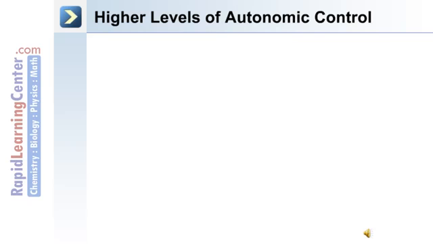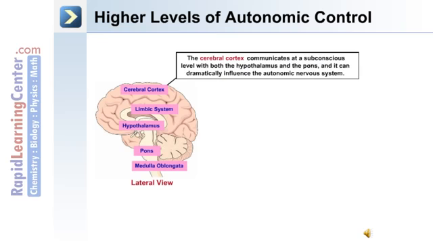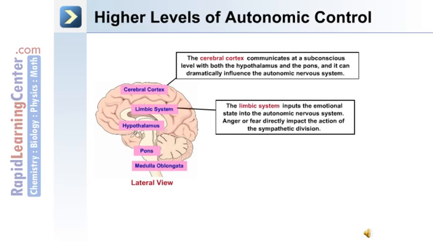The contributions of higher levels of autonomic control. The cerebral cortex communicates at a subconscious level with both the hypothalamus and the pons, and it can dramatically influence the autonomic nervous system. The limbic system inputs the emotional state into the autonomic nervous system. Anger or fear directly impacts the action of the sympathetic division.